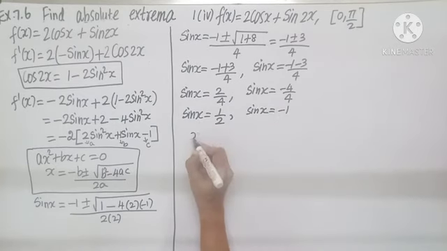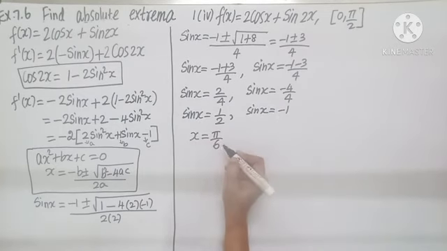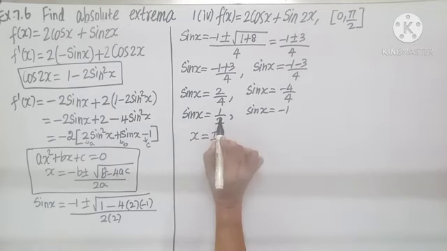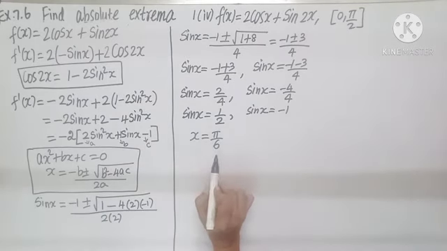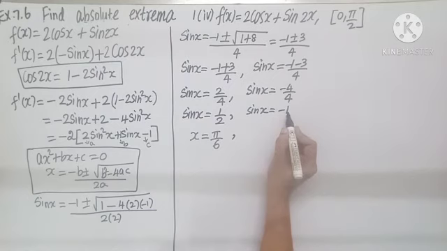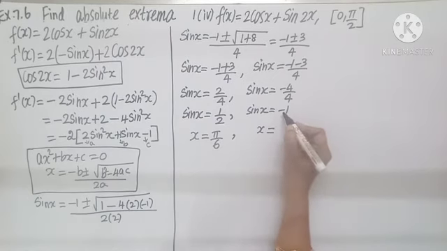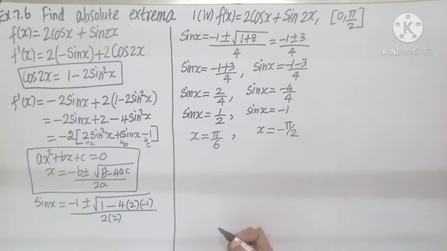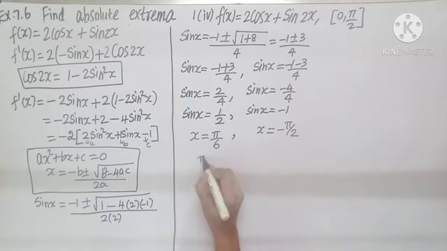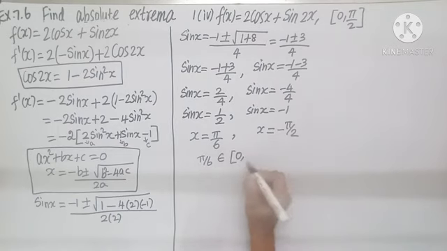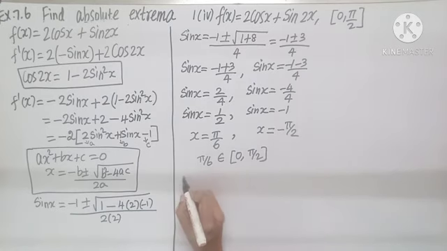When sin x is half, x is equal to pi by 6. Remember, sin 30 is 1 by 2. So sin x is half tells me 30 degrees, but we write in radians, pi by 6. Sin x minus 1 tells me minus 90 degrees, or I write minus pi by 2. Out of the two values, the interval is 0 to pi by 2. Only this value belongs. Pi by 6 belongs to the interval 0 to pi by 2. So, include only pi by 6.